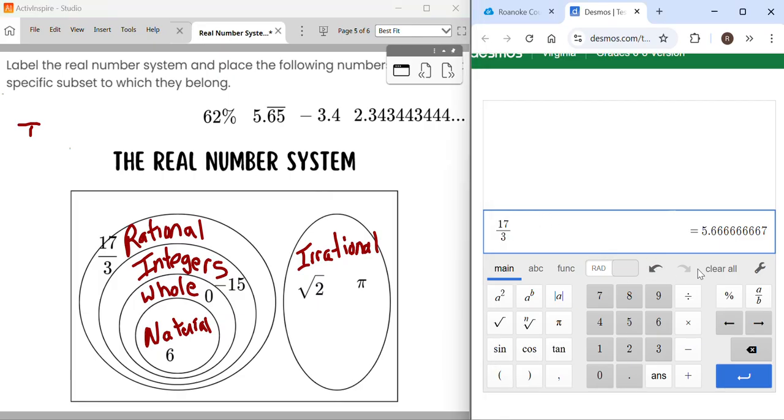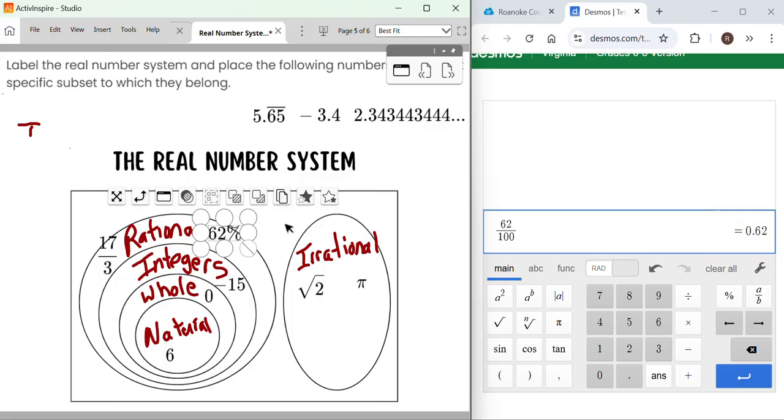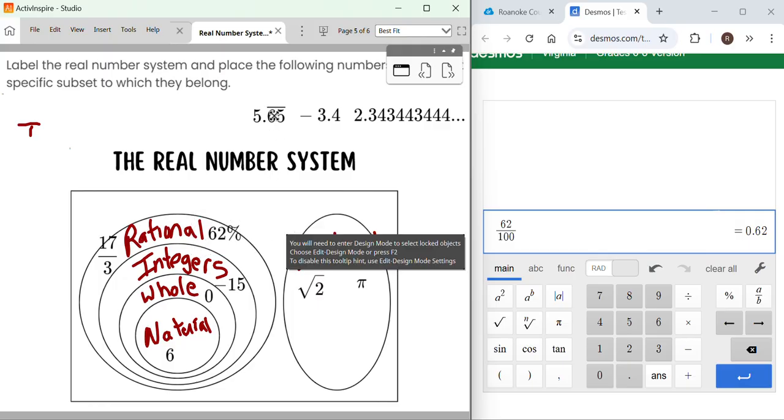62%. Let's come over here and figure out how we're going to turn 62% into a decimal. Well, we're going to divide it by 100, which gives me a decimal that stops, 0.62. Well, my decimals that stop are definitely rational, so we're going to put it right there.